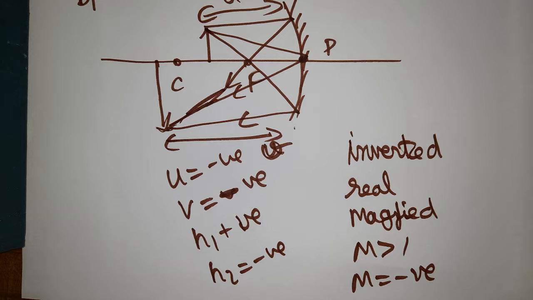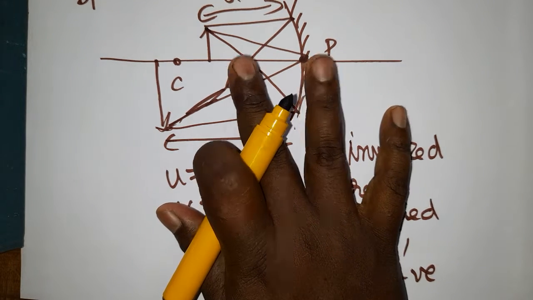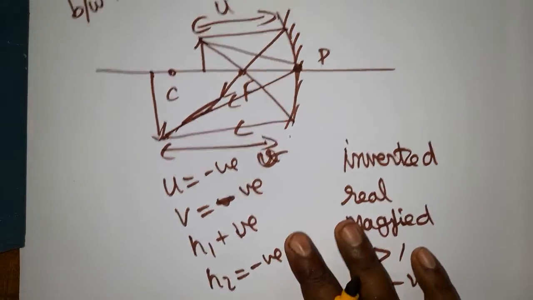In the next concept we are going to learn when the object is placed in between F and P. At the focus, it is very simple to learn; at the focus we will learn separately. The object is placed in between F and P. I have the concave mirror like this.